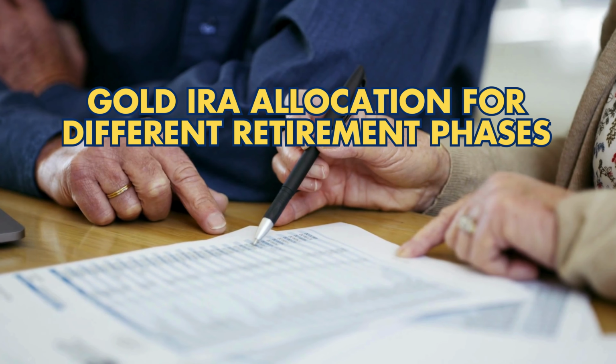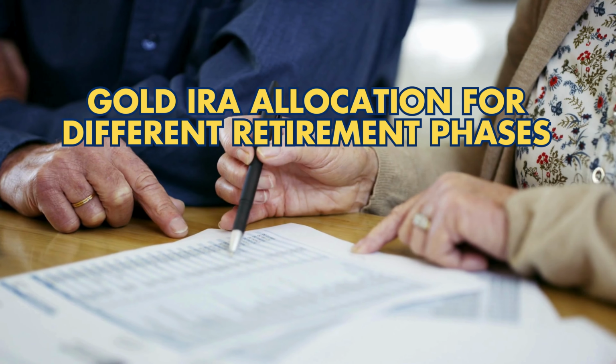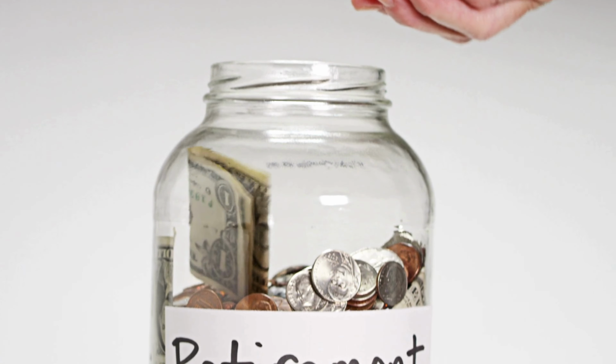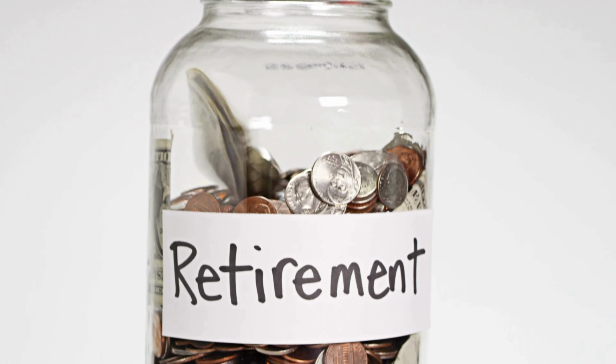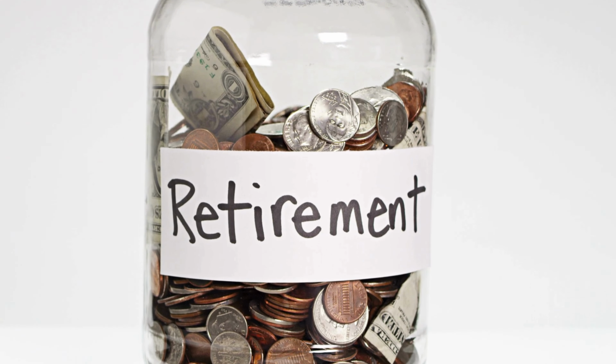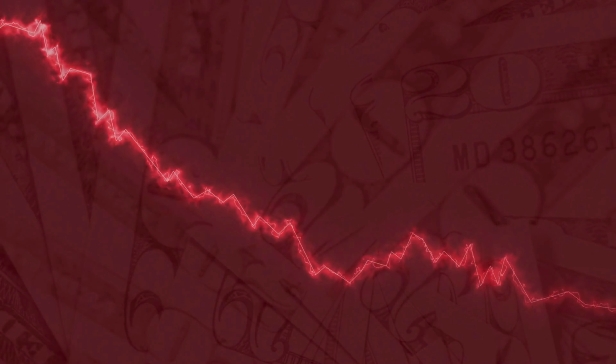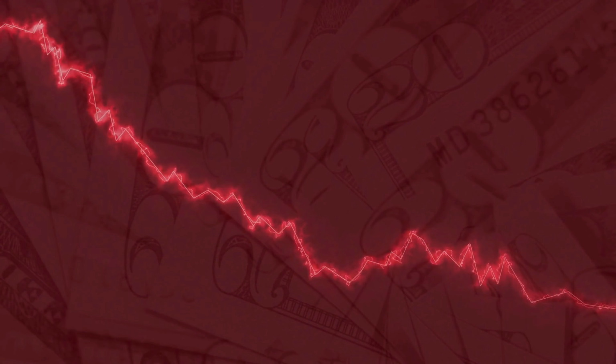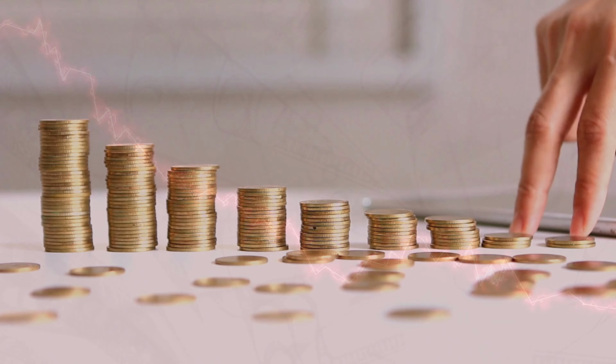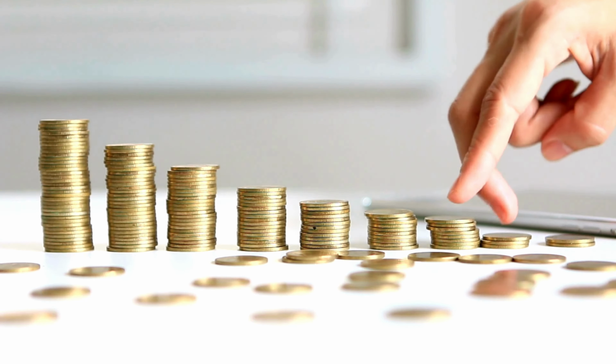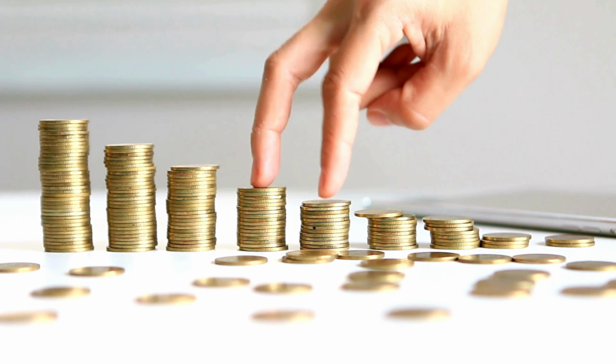Gold IRA allocation for different retirement phases. Gold is a time-tested asset for stability and security in retirement planning. Including gold in your retirement portfolio, specifically through a Gold IRA, can protect your wealth against inflation and economic uncertainty. Here's a streamlined guide on how to allocate gold effectively before and during retirement.